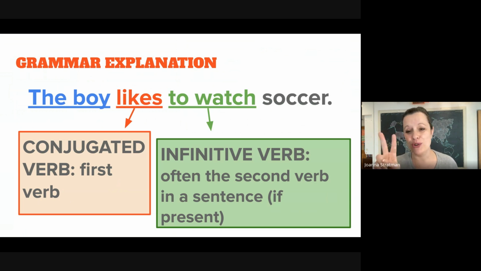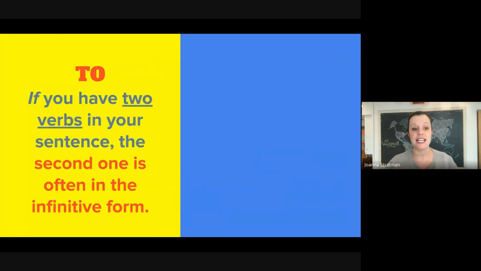We don't always have two verbs in a sentence. So this is only if we have this situation where there are two. Then we need to say the boy likes to watch soccer. And I know it is confusing because you see to and you think, huh? Two? But here, to's meaning is part of the infinitive structure in English. So the rule is if you have two verbs in your sentence, the second one is often in this infinitive form. Not always. For example, with helping verbs, it's usually not. But with many regular verbs, the second verb will be in the infinitive form.